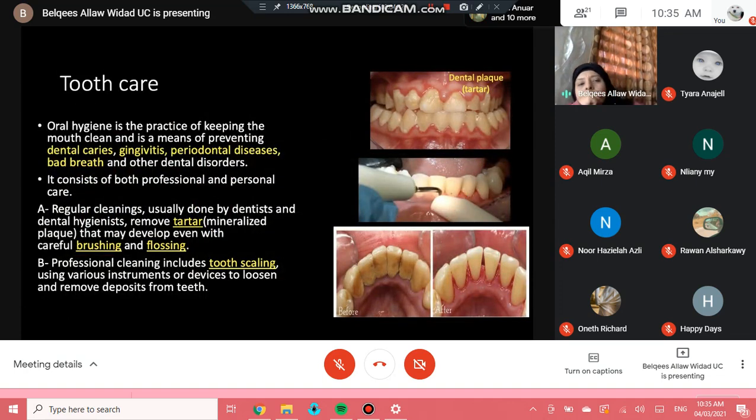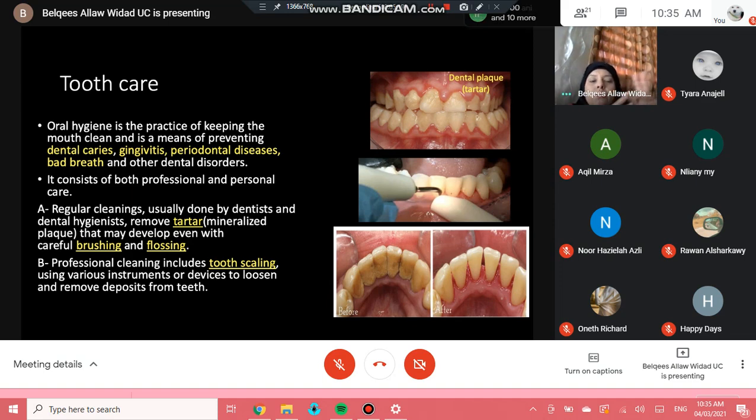So for tooth care, what is oral hygiene? When you define oral hygiene, why do we do oral hygiene? To prevent dental caries, gingivitis, periodontal disease, and bad breath. That's why we have to take care of oral hygiene, not just for the tooth, for all of the oral cavity.